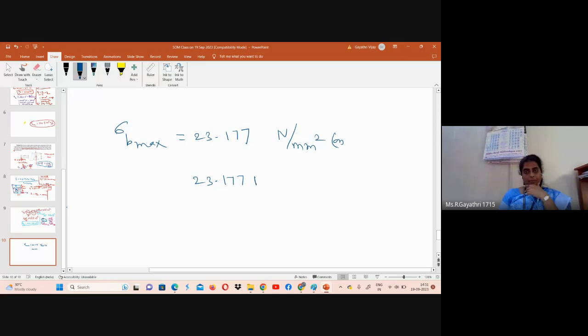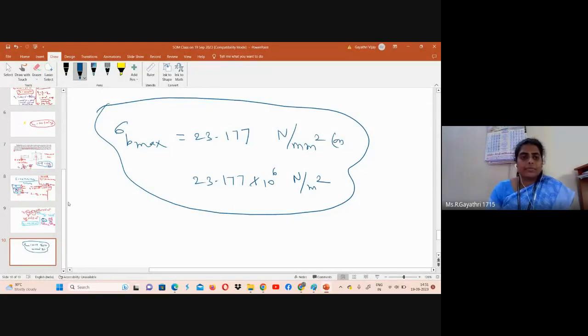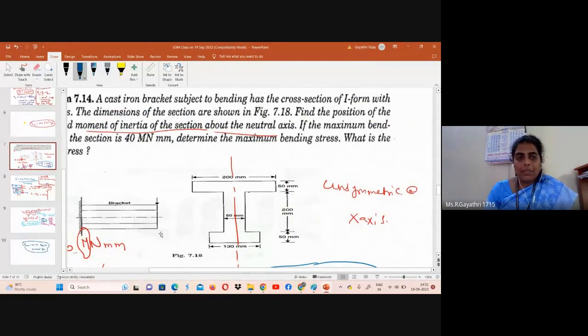23.177 into 10 power 6 Newton per meter square. Okay, please note this value. 23.177 Newton per mm square or 23.177 into 10 power 6 Newton per meter square. Okay, I will post this recording, problem, everything. Please listen to me.